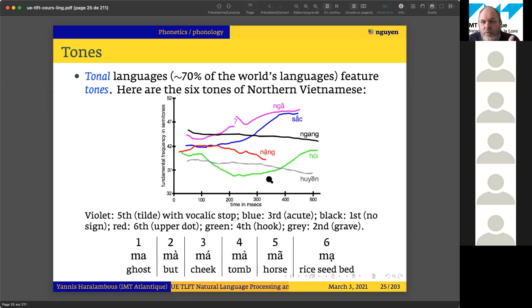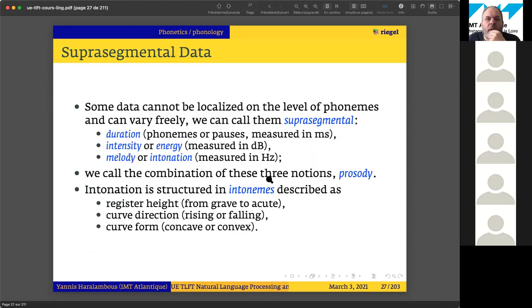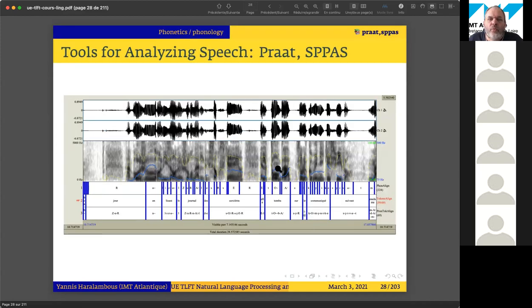Some languages have tones. And we can measure also other quantities like duration, intensity, intonation. And this is important when you deal with voice. So if someday you are working on systems based on speech, then these will be your daily bread, because it's with prosody that we can detect feeling, sentiment, emotion, intention. And these are the tools we use.